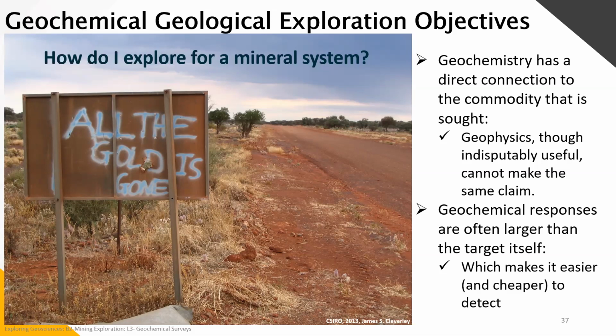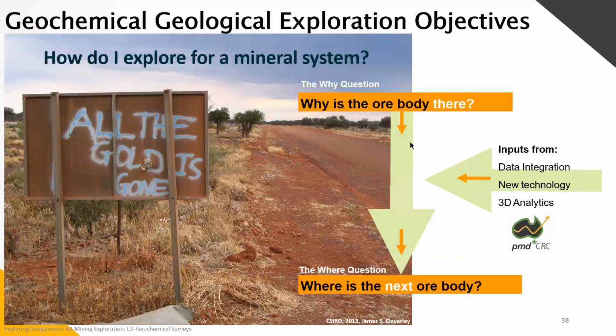The geochemical responses are often larger than the target itself, so that's where we have to be careful to make sure that the anomalies we found are related to an element and not a contamination within the environment. Geochemical exploration is an easier and cheaper tool than geophysics. Mainly, what we ask ourselves when we want to use geochemical exploration is the why question. Why is the ore body there? Why is an ore body found in this area?